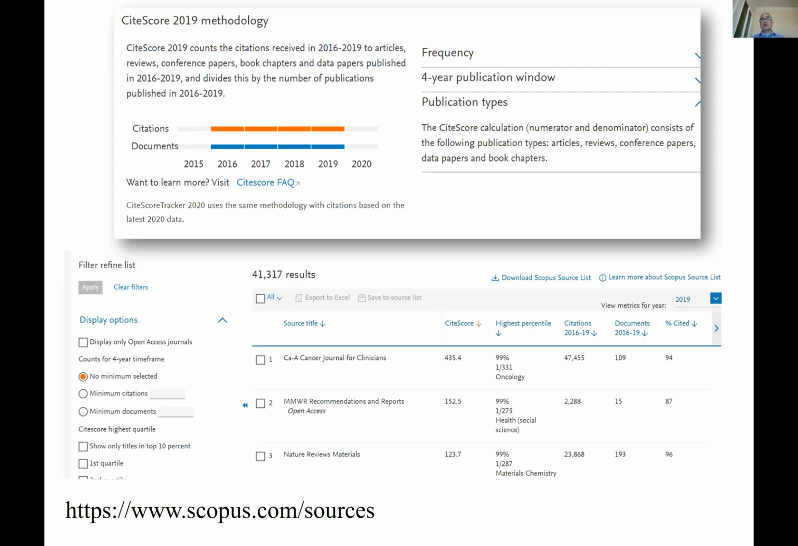Why did they decide to choose a 4-year window? Because it's difficult to manipulate. So journal editors nowadays cannot manipulate or increase their CiteScore. It's quite difficult. Whereas if the citation window is 2-year or 3-year, the chances of manipulation by journal editors increase.